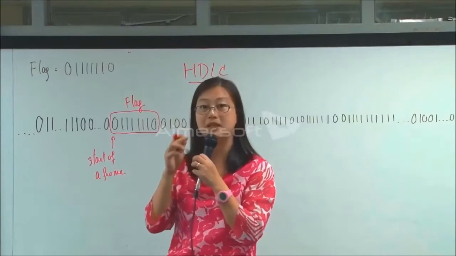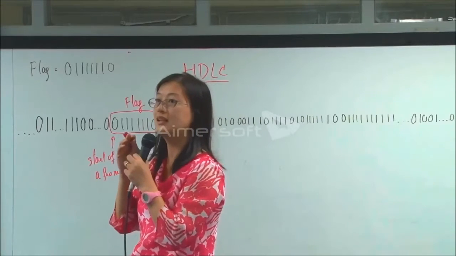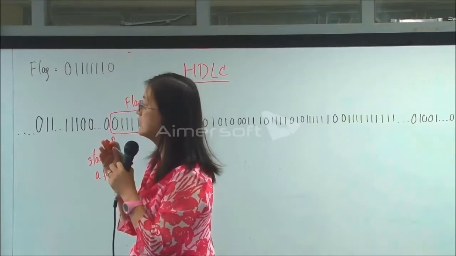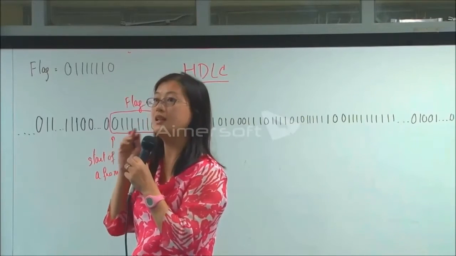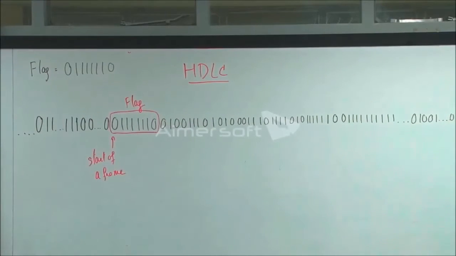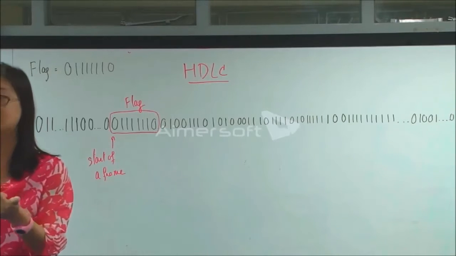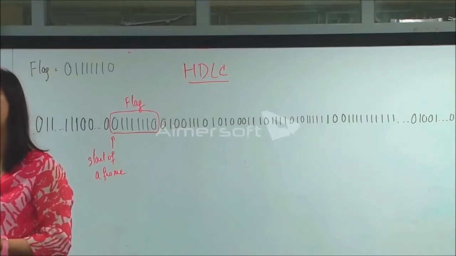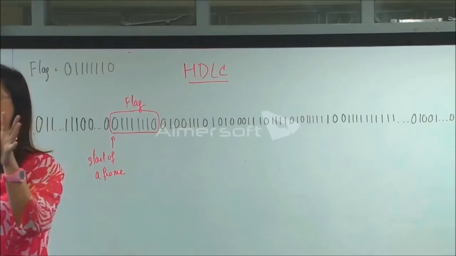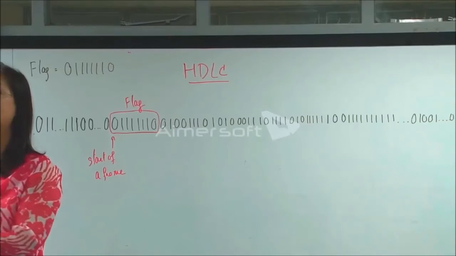Okay? The next field is address. Address can be 8 bits or 16 bits. Now the address, the first bit of the address can be 0 or 1. If the first bit of the address is 0, it means that this is not the last byte of the address. Because the address can be extendable, right? It can be 8 bits or 16, or it can be 1 byte, 2 byte, 3 byte, 4, 5, 6 byte, okay?